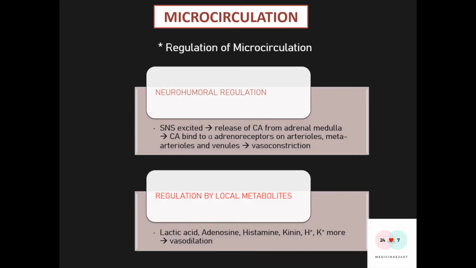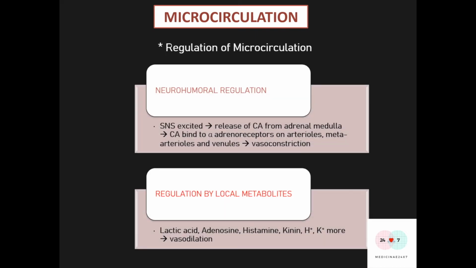In normal physiological conditions, the regulation of microcirculation plays a huge role to continue tissue perfusion and to ensure adequate tissue oxygenation, exchange of nutrients, and oxygen supply. The regulation of microcirculation is a two-fold mechanism: neurohumoral regulation and regulation by local metabolites.